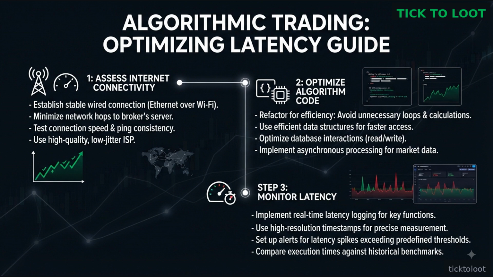To optimize latency in your trading algorithm, follow these steps. First, assess your internet connectivity. Make sure you have a fast and reliable internet connection. Second, optimize your code. Use techniques such as caching, buffering, and parallel processing to minimize latency. Third, monitor latency. Use tools such as latency meters and network monitors to track latency and identify areas for improvement. By following these steps, you can minimize latency and improve your trading performance. In the next scene, we'll discuss the importance of latency in high-frequency trading.